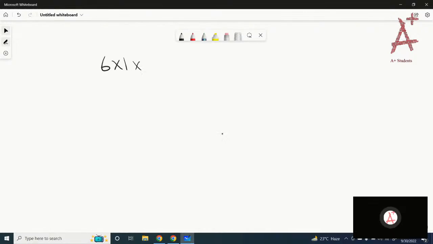Okay, let's do another example. 6 times 1 times 4. So you can pair up first two numbers. So let's just do 6 times 1. So 6 times 1 is 6, and then you're left with 6 times 4. So just do then 6 times 4. So 6 times 4 is 24. Got it?